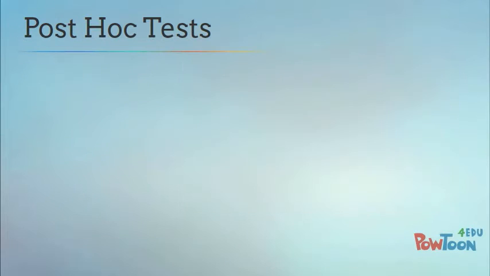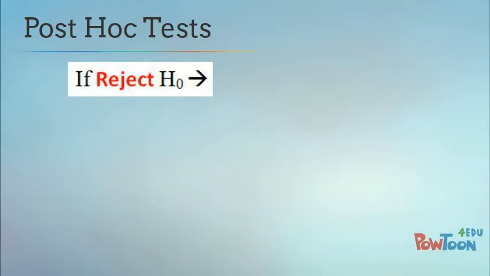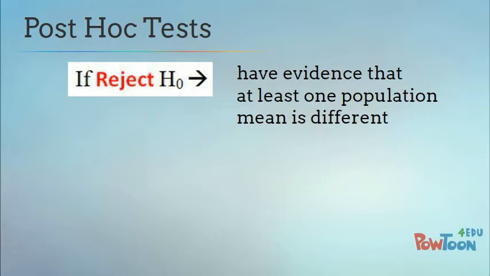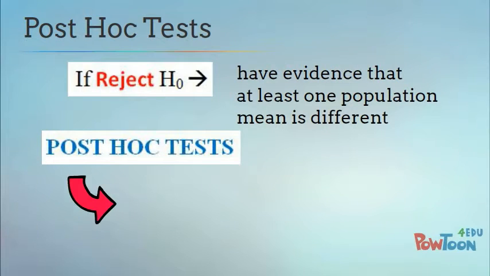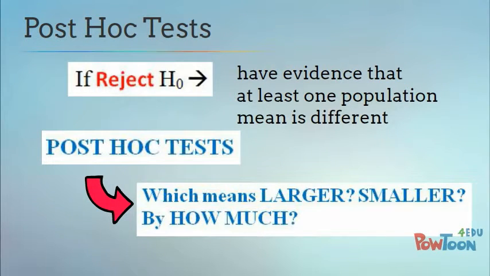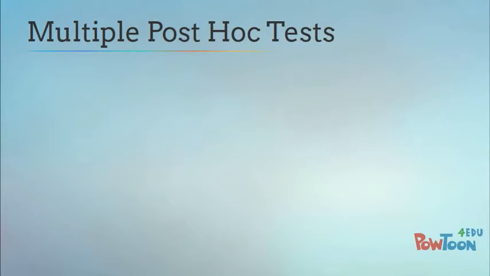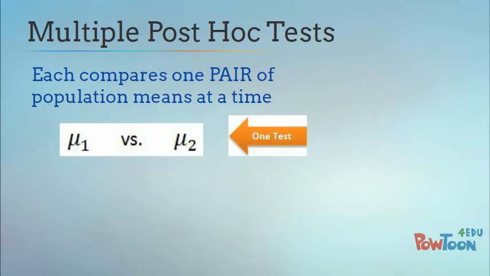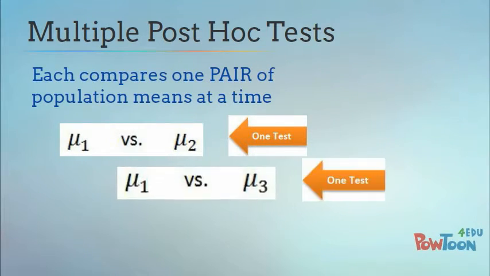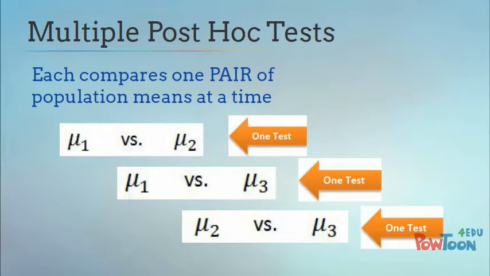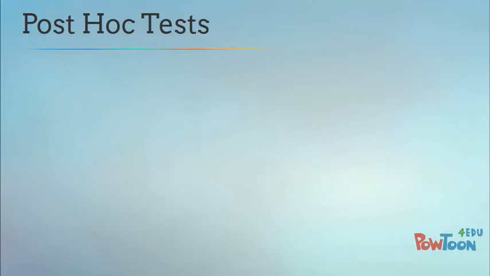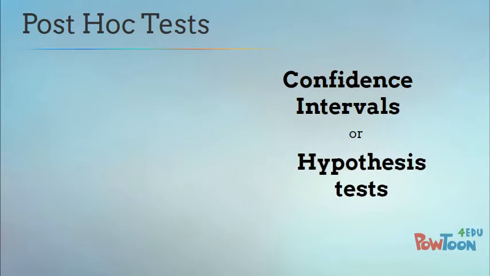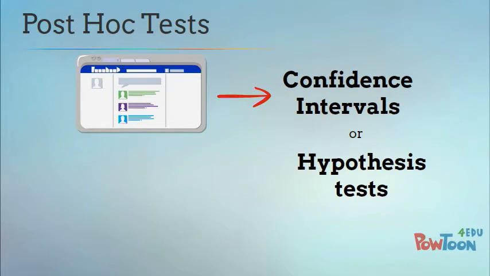However, if the null is rejected, meaning that we have found evidence to suggest that at least one population mean is different, we then conduct what are called post hoc tests to determine exactly which means are larger or smaller than which others and to estimate those differences. There are multiple post hoc tests to compare each pair of population means, that is, mu1 versus mu2, mu1 versus mu3, mu2 versus mu3, etc. Post hoc tests can be done using either confidence intervals or hypothesis tests, and different software packages use different methods.